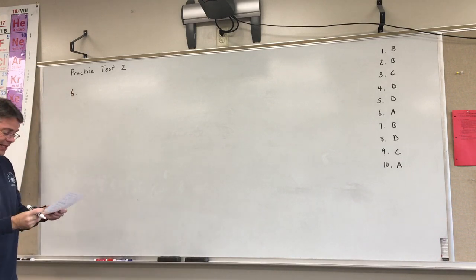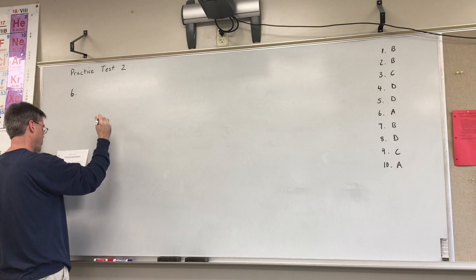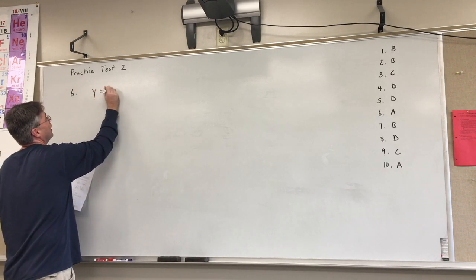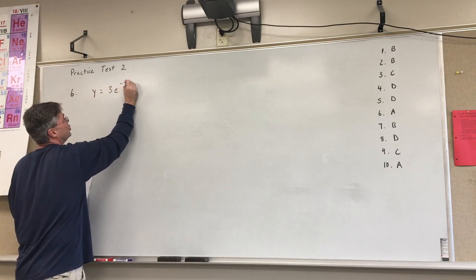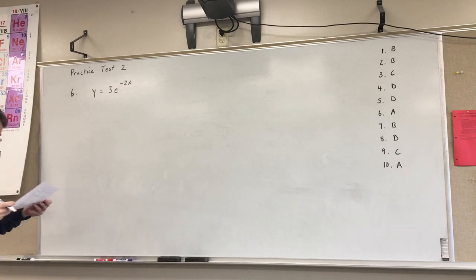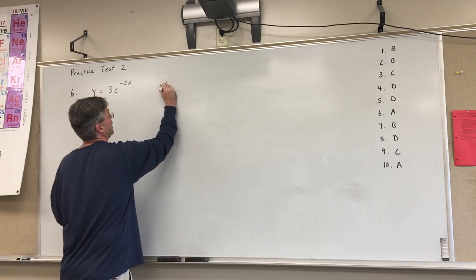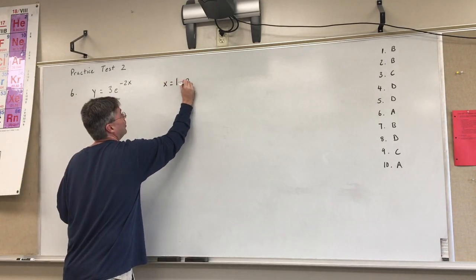Okay, number 6 says, given the equation y is equal to 3e to the minus 2x, what is an equation of the normal line to the graph at x is equal to natural log 2?